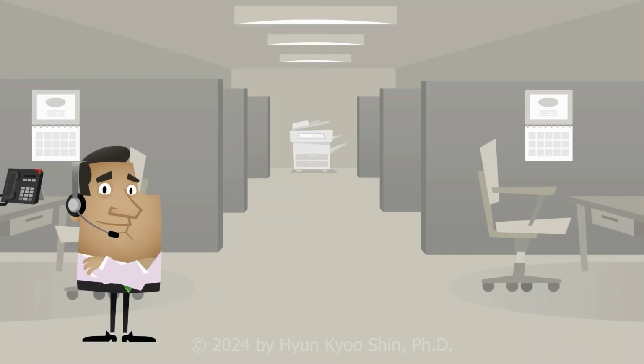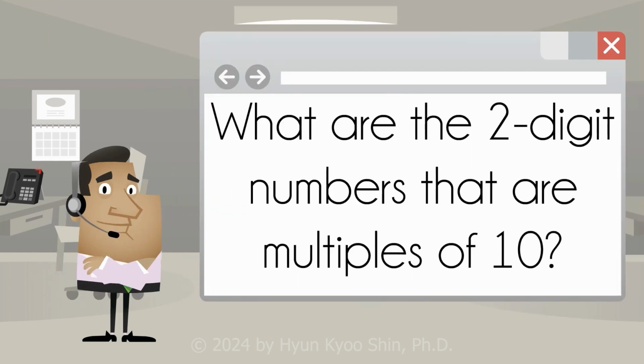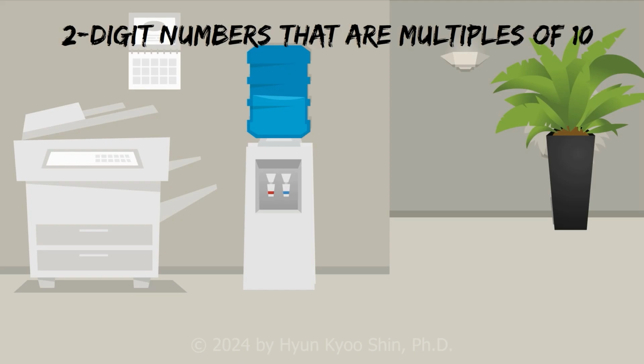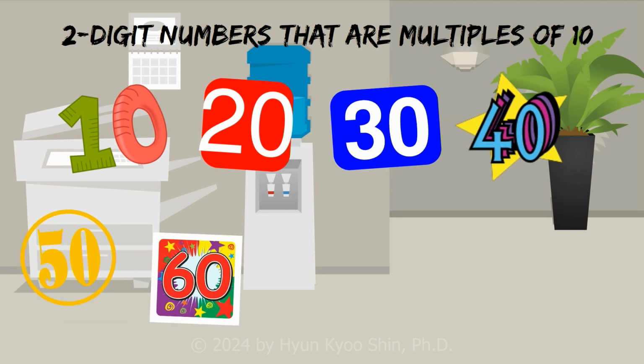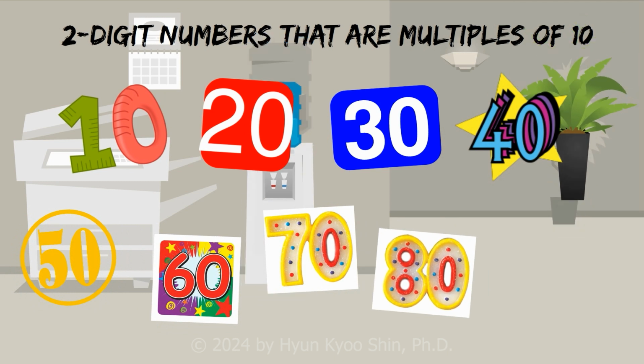First, I have a question for you. What are the two-digit numbers that are multiples of 10? The two-digit numbers that are multiples of 10 are 10, 20, 30, 40, 50, 60, 70, 80, and 90.